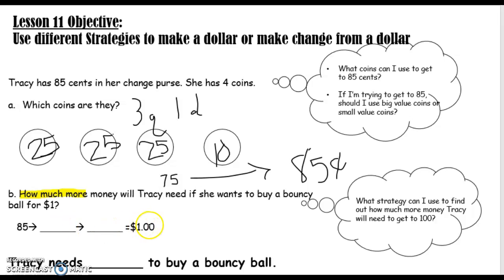Now, since our problem set is actually using the strategy of counting up using the arrow way, then we're going to solve this problem using the arrow way. So go ahead and pause this video and solve for how much more money Tracy will need if she wants to buy a bouncy ball for $1. Pause this video.